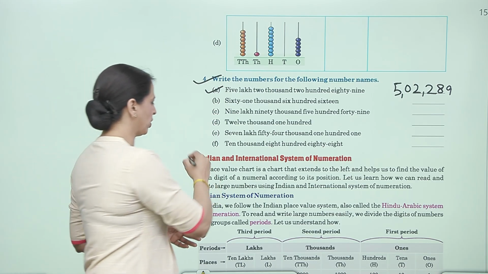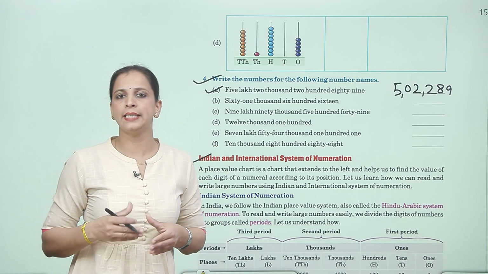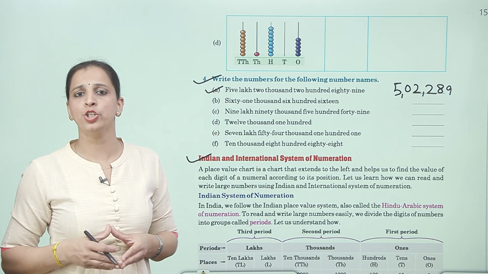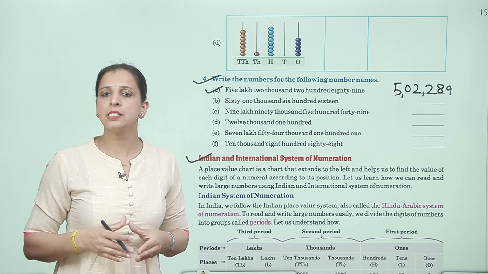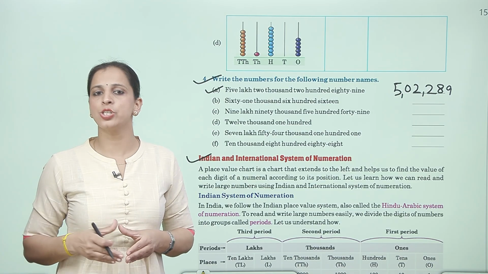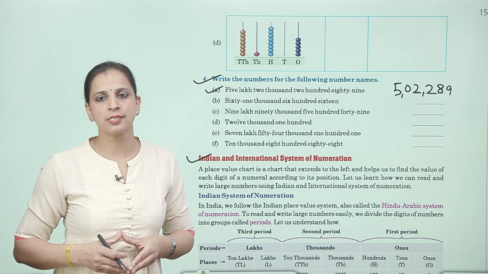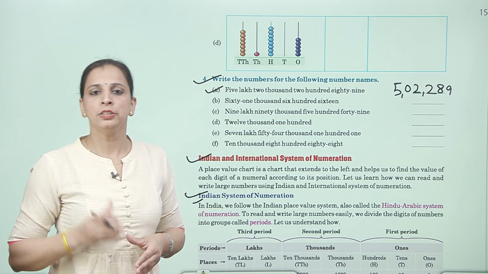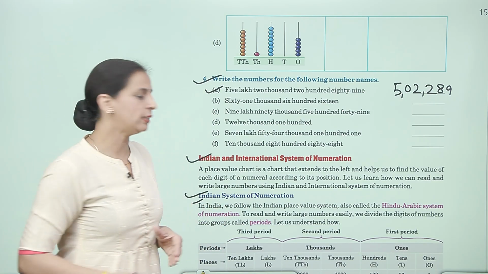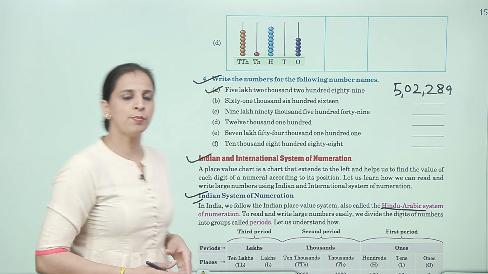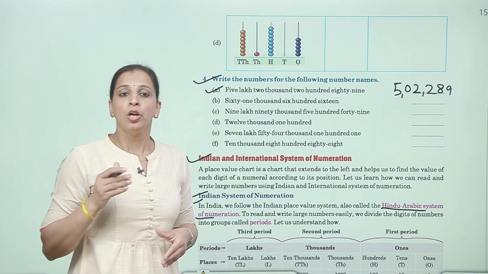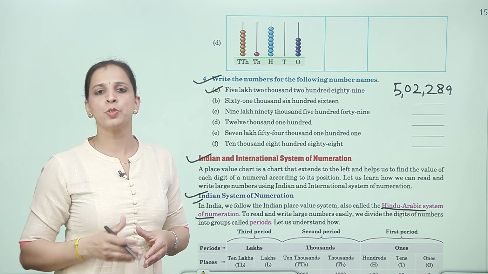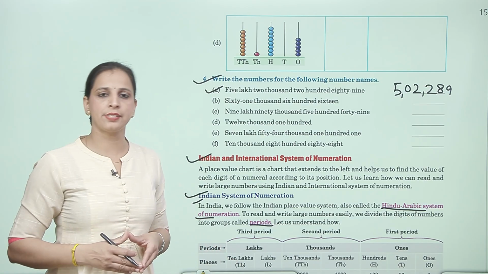Indian and International System of Numeration. A place value chart is a chart that extends to the left and helps us find the value of each digit of a numeral according to its position. Let us learn how we can read and write large numbers using the Indian and international system of numeration. Now, Indian system of numeration. In India, we follow the Indian place value system, also called the Hindu-Arabic system of numeration. To read and write large numbers easily, we divide the digits of numbers into groups called periods. Let us understand how.